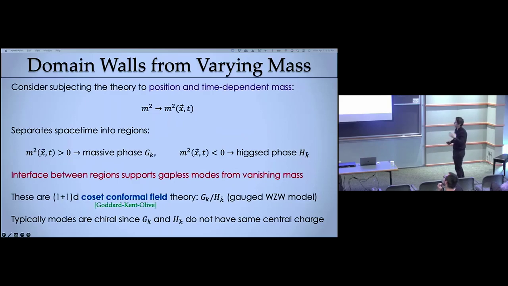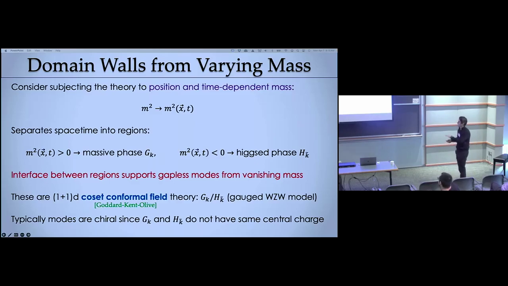Okay, so let's start by subjecting the theory to a position and time-dependent mass. So we're going to consider a domain wall here. Instead of having m be a constant, we'll take m squared to be some function of position and time. And this will separate space-time into regions. The first region is where m squared is positive, and then if we go to the infrared, it's that massive TQFT phase, G level K. And the second is where m squared is negative, and then if we go to the infrared, we're in this Higgs phase, H level K tilde.